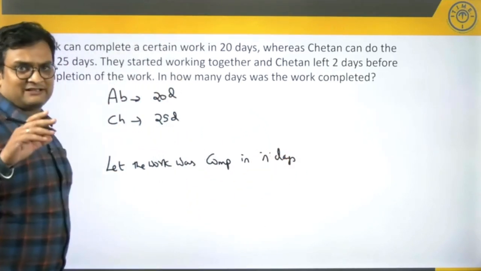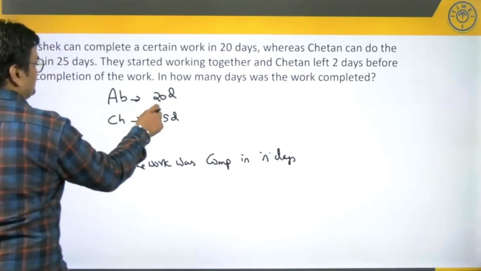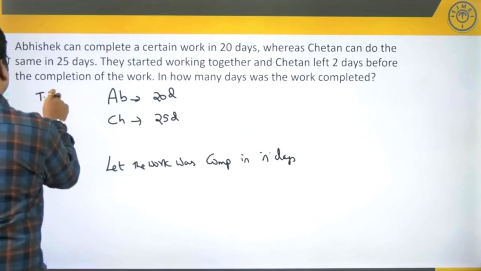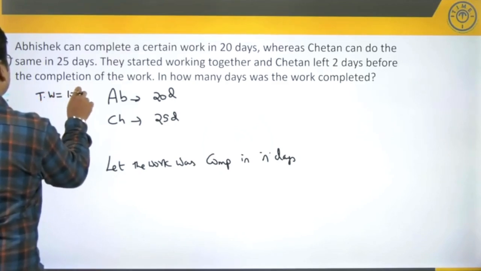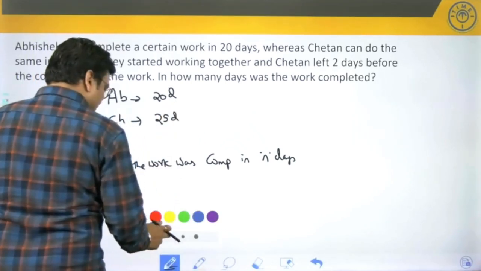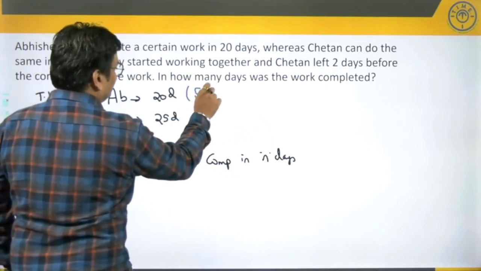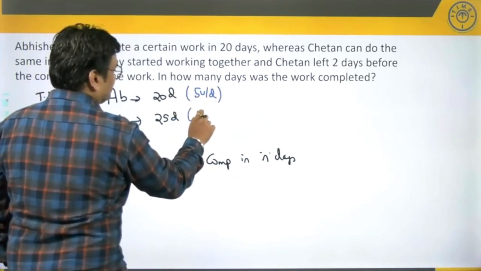So it is n days. First thing, let's use the non-unitary approach. If I use the non-unitary approach, what is the total work? The LCM of these two, which is 100 units. This would mean what will be the efficiency of Abhishek? Efficiency of Abhishek will be 100 by 20, which is 5 units per day. This is 4 units per day.